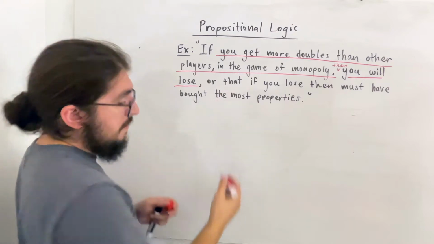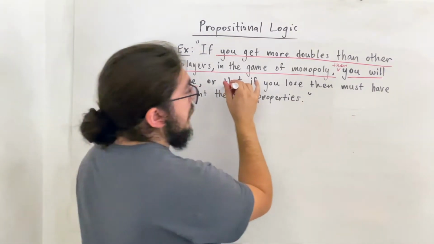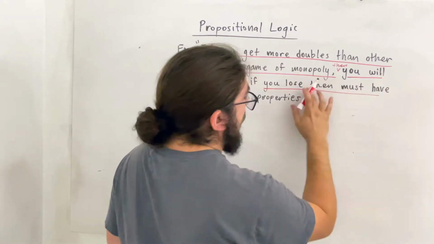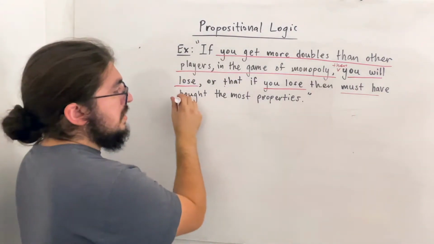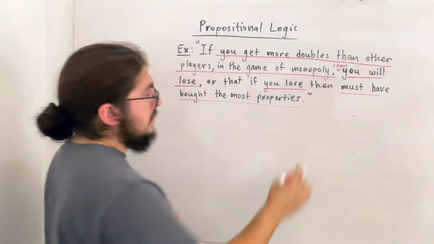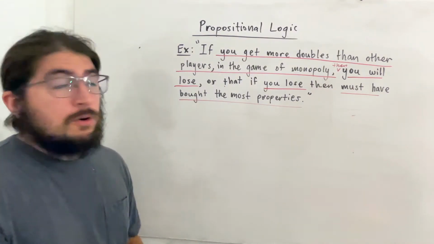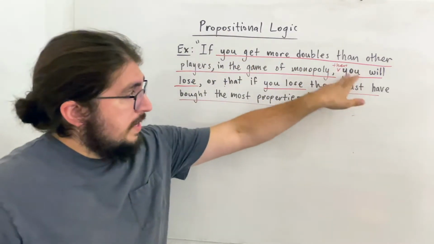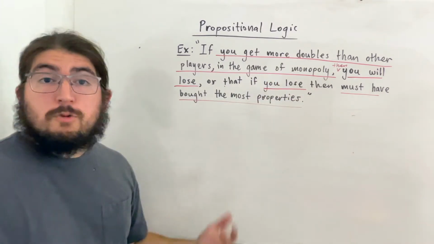Or, so there we go, we have another different thing there. Or that if you lose, then you must have bought the most properties. I meant to put a you must have there, but that's okay. So we actually have a total of 4 statements separated that I've underlined. With this first one underlined, then after that implied then, you have another underlined one, then one here, and then one there. So it's 4 total.